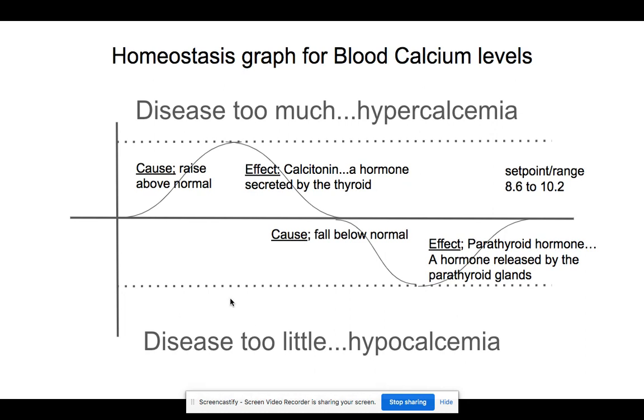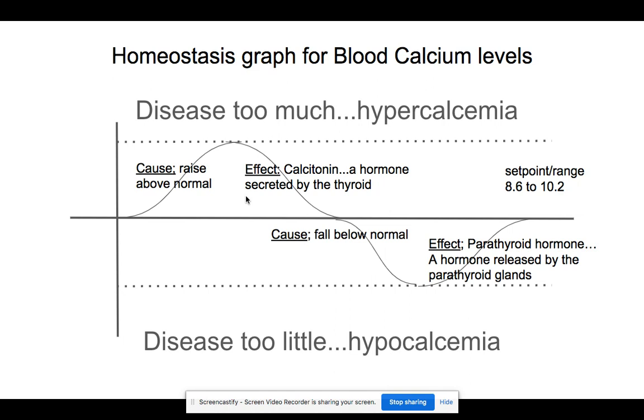Too much blood calcium, if it stays high, you get hypercalcemia. And what that can do is lead to kidney stones and interfere with heart and muscle function. It's a pretty big deal. A lot of times its cause is too much parathyroid hormone, okay? And it might just be an excess of calcium in the diet.